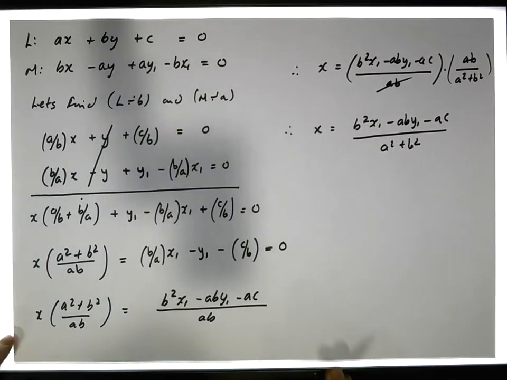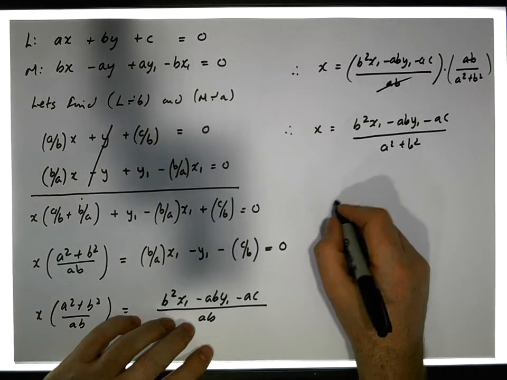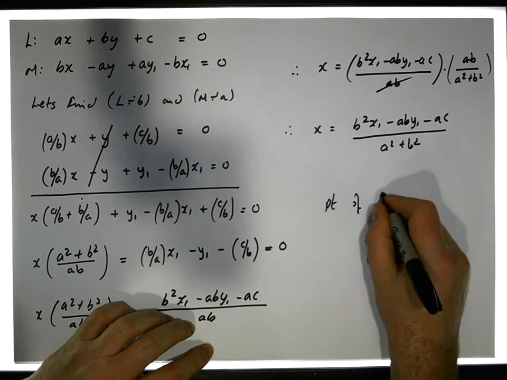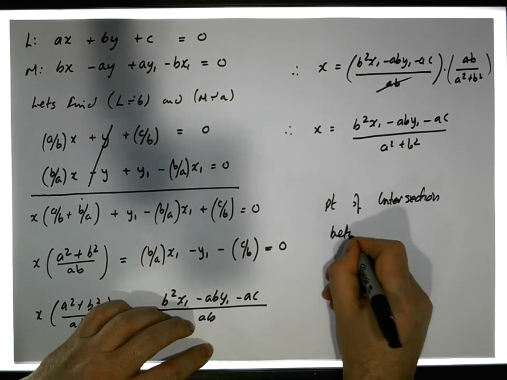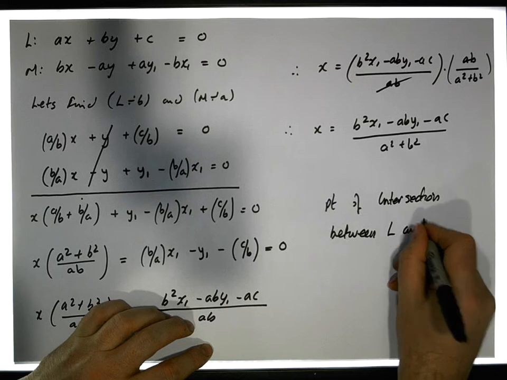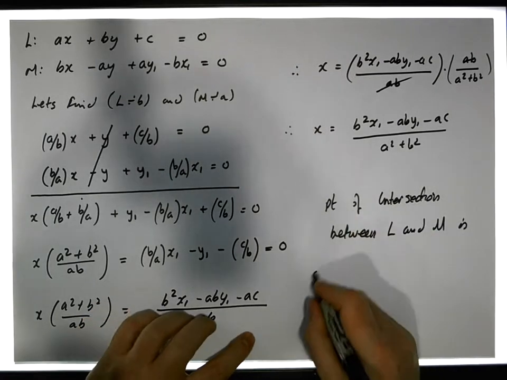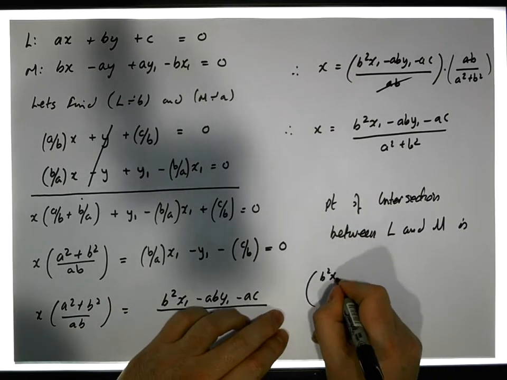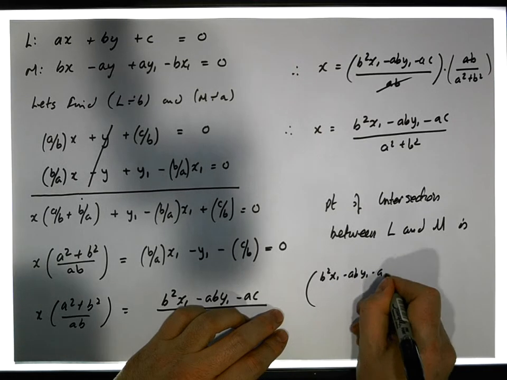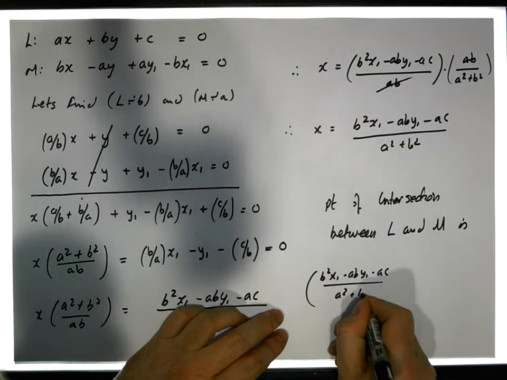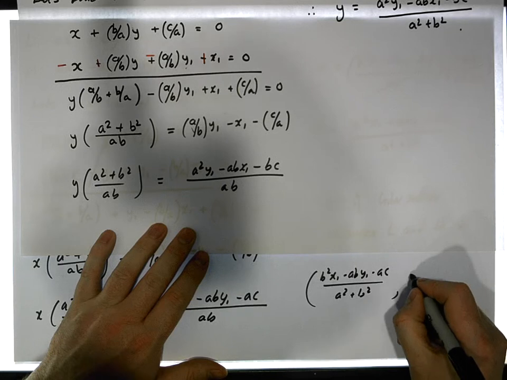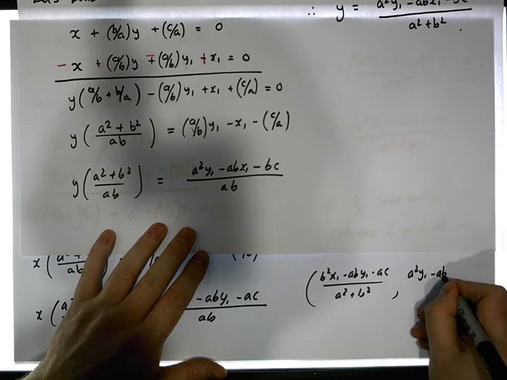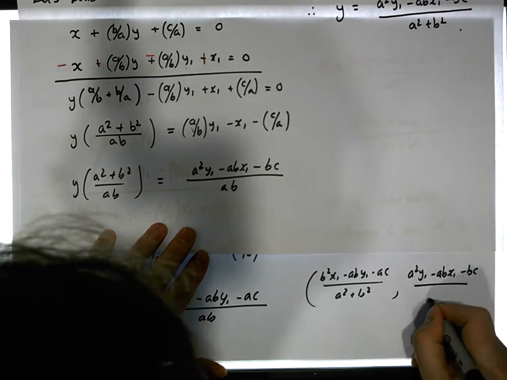So the point of intersection between L and M is this point here. It's b squared x1 minus ab y1 minus ac all over a squared plus b squared, and the y coordinate, which we calculated a moment ago, is a squared y1 minus ab x1 minus bc all over a squared plus b squared.